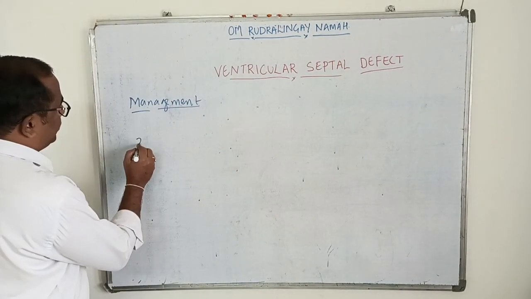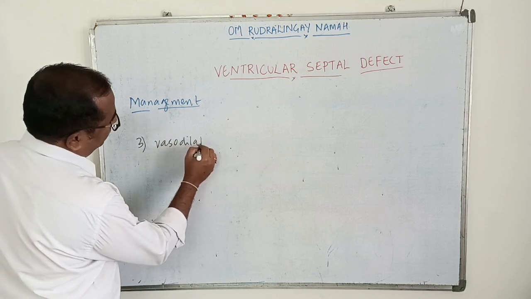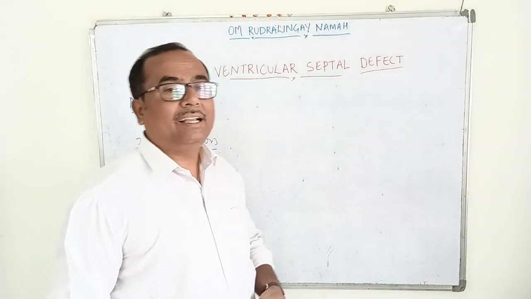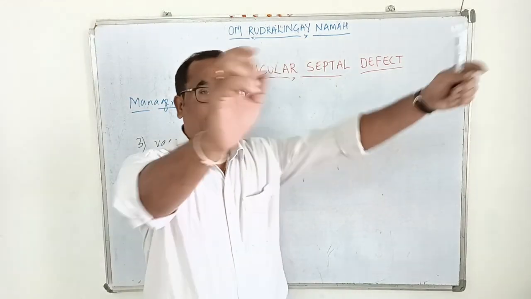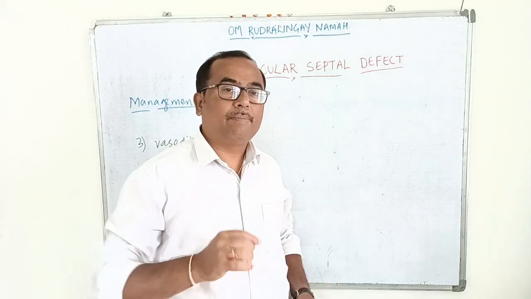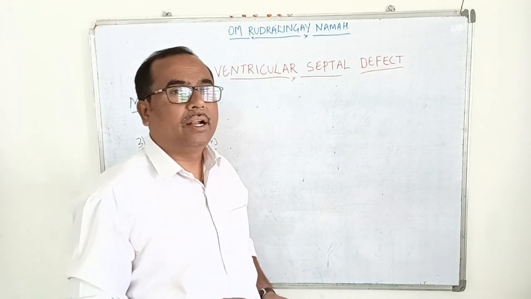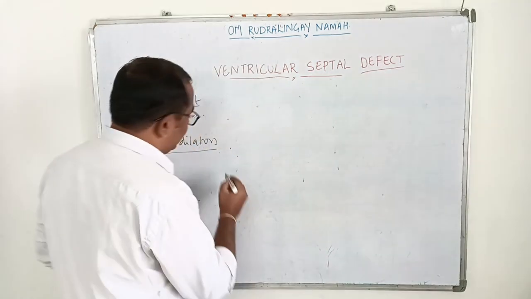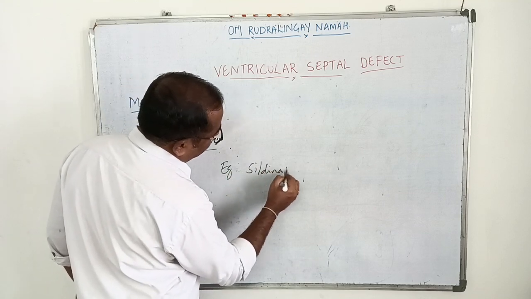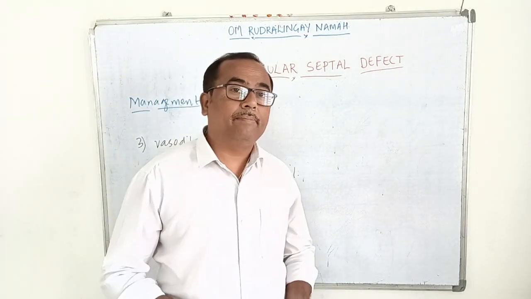Next, we can use some vasodilators. Vasodilators dilate the smooth muscles, thereby reducing the pulmonary artery pressure and the pulmonary artery capillary pressure. An example is sildenafil. So we can give vasodilators just to reduce the pulmonary artery pressure.